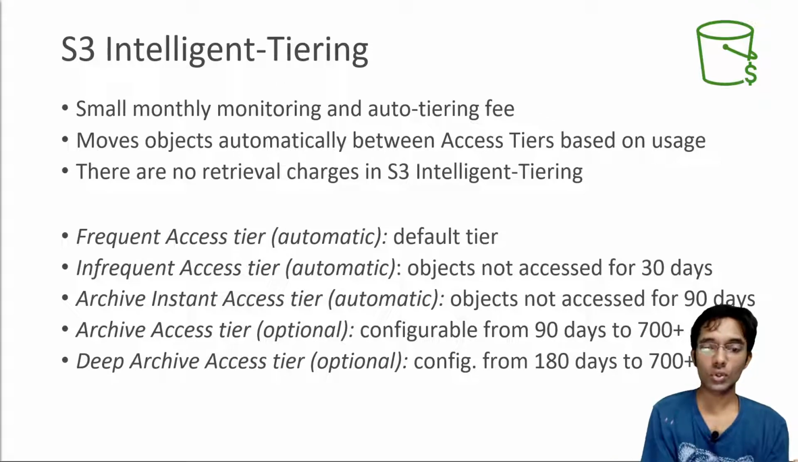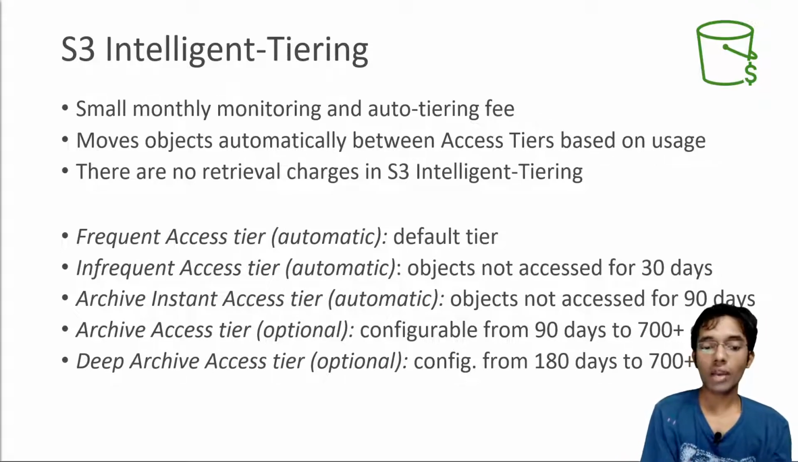Access tiers based on usage patterns. For this, you are going to incur a small monthly monitoring fee and auto tiering fee, and there are no retrieval charges in S3 Intelligent Tiering. So there is the infrequent access tier for objects not accessed, for example, for 30 days. Then you have the archive instant access tier automatically as well for objects not accessed over 90 days.